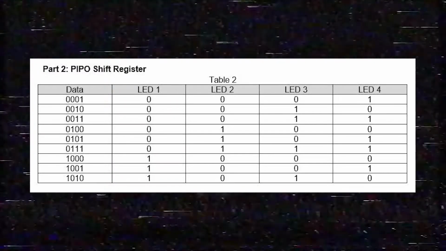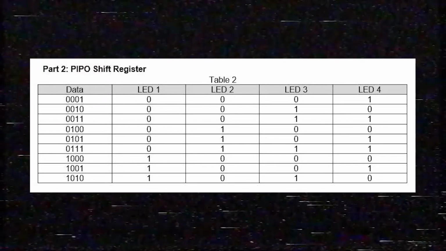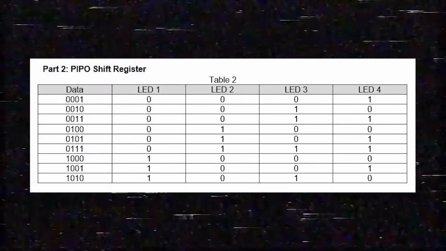Here is the truth table for part 2. We use all the data given and put it in the Multisim simulation, and whenever the LED is turned on, we put 1, and whenever the LED is turned off, we put 0. We are using 4 LEDs, LED 1 until LED 4. So this is the result.